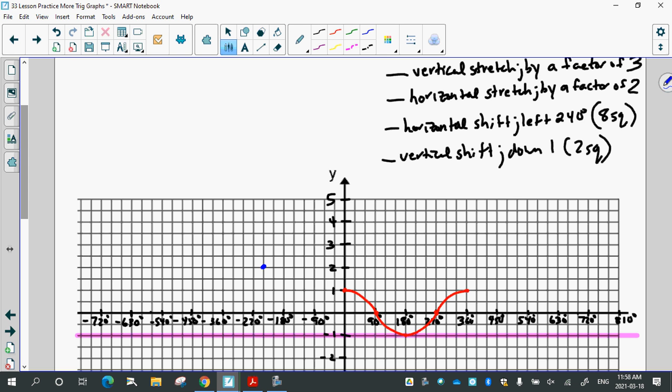The next point, so vertical stretch by a factor of 3, I'm still on 0. Horizontal stretch by a factor of 2 though, so instead of being 90 degrees from the y-axis, I'm going to be 180 degrees from the y-axis. Then I'm going to move to the left 8 squares, 1, 2, 3, 4, 5, 6, 7, 8, and down 2. And I started on the old central axis and I end up on the new one. So that's a good sign.